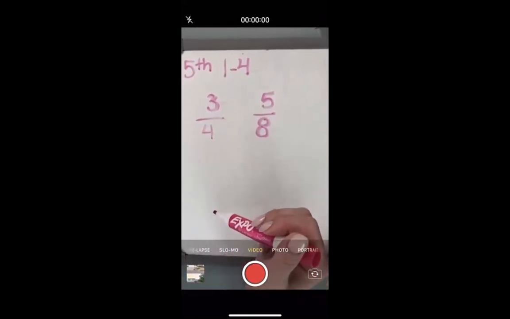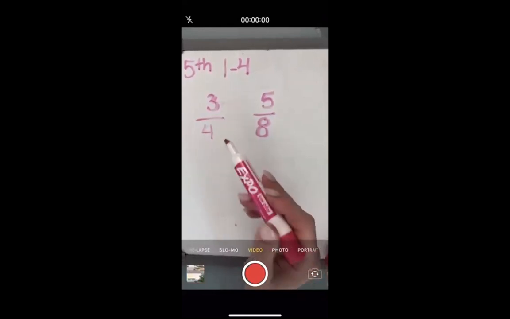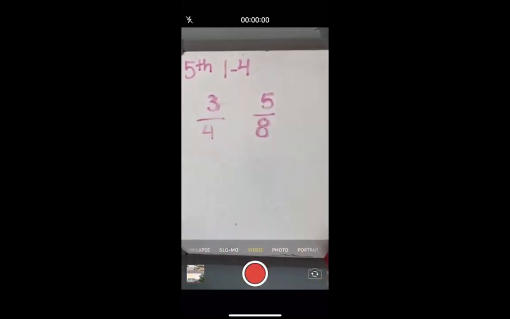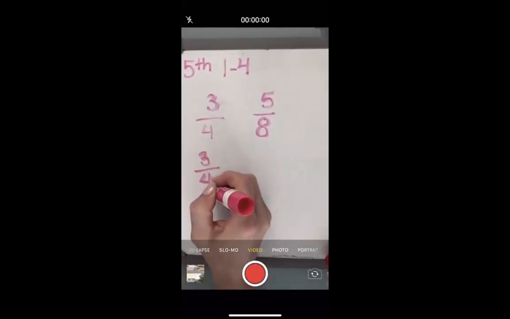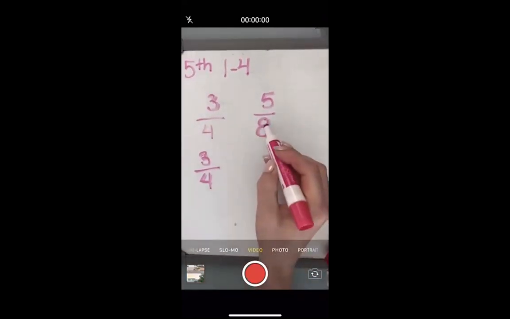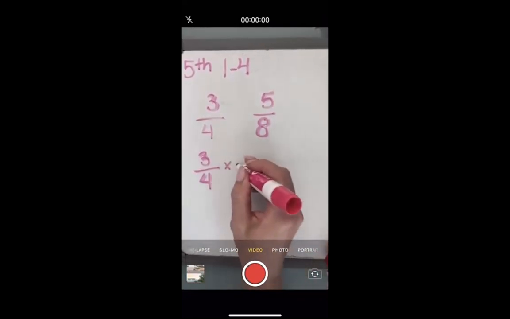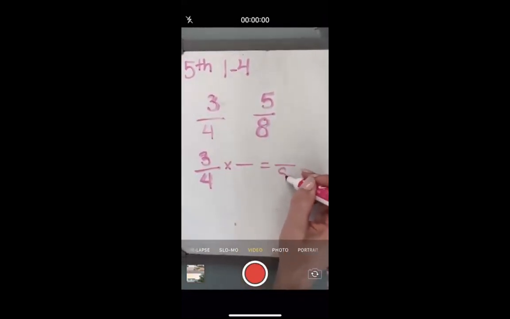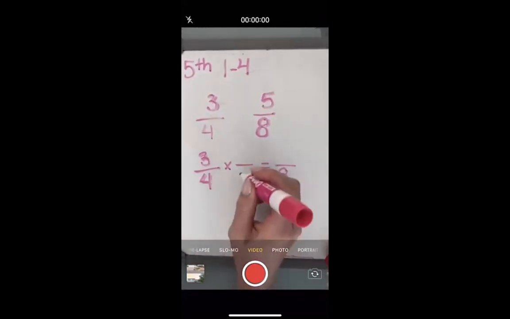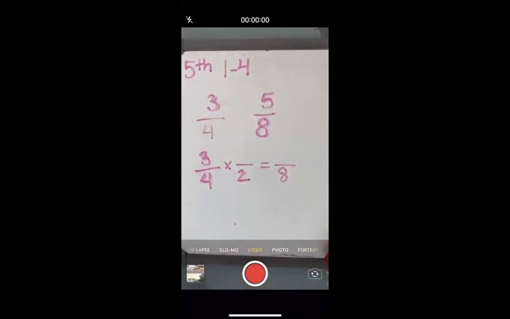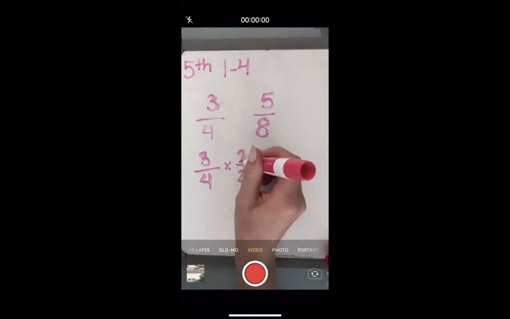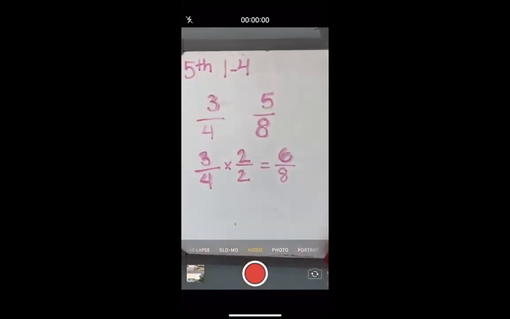One way I can compare unlike fractions is I can use multiplication. And we've been working on this. So I could say, all right, I want to turn my 3/4 into eighths. Then I can compare my pieces directly. So I know that I want to turn it into eighths. Well, I know that 4 times 2 is 8. Whatever I do to the denominator, I have to do to the numerator. So then 3 times 2 is 6. So 3/4 is actually 6/8.